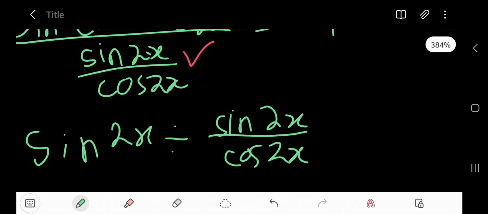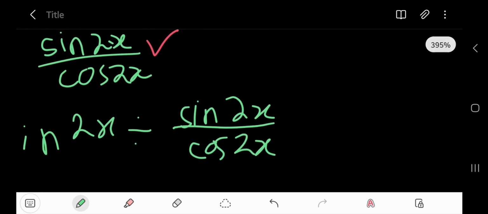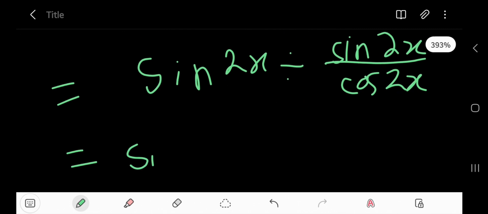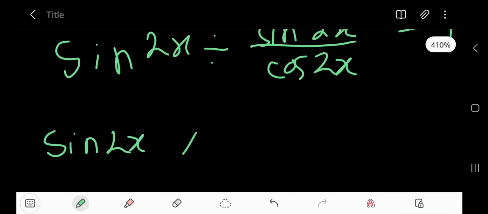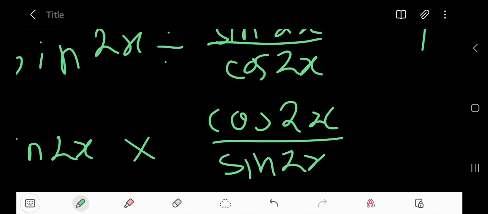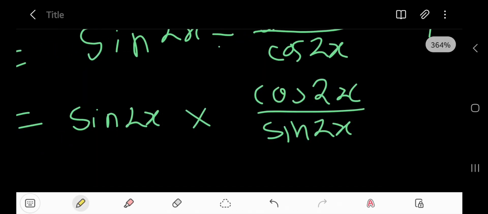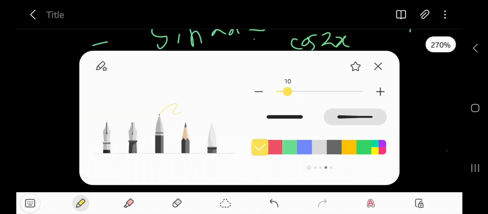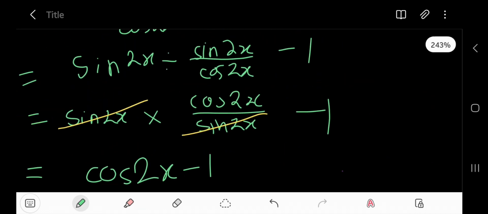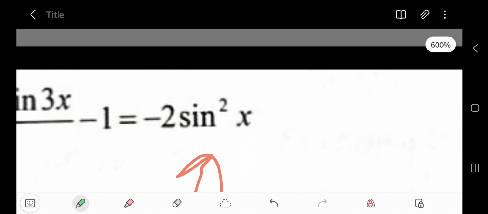The aim is to simplify. We can see that we have double angles, but before we change these double angles, let's see if we can simplify further. We have minus 1 there, let's not forget that. So this is the exact same thing as sine 2x multiplied by cos 2x over sine 2x, and this is going to cancel that out. So now we have cos 2x minus 1. And where we're trying to get to is this one here.